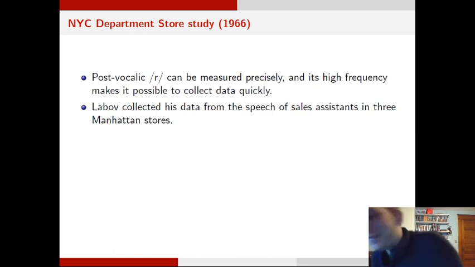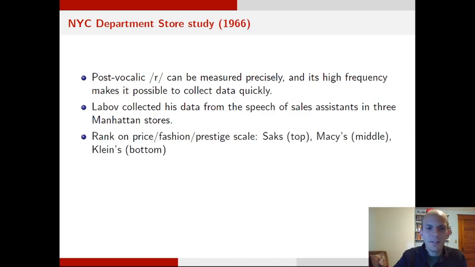So how did Labov go about getting his data? What kind of data do we work with? Well, hopefully we don't work with data quite like this, because what Labov did is he went to three different stores in Manhattan and spoke to the sales assistants there. He ranked the three stores with regards to prestige and price, roughly correlating them to socioeconomic status at the end of the day. That's kind of what price gets you.